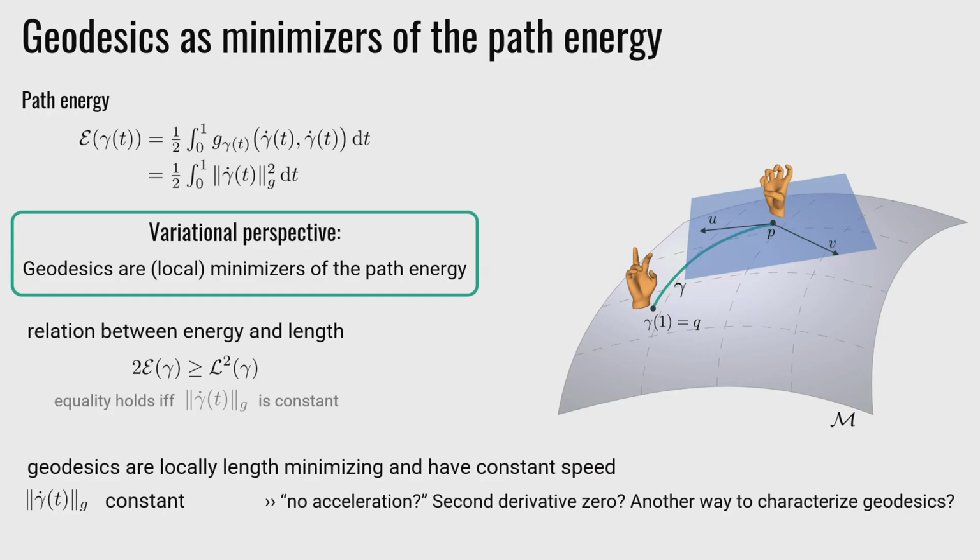So now the question is, what does it mean to have constant speed? So normally you would say, okay, if I have a curve somewhere on a manifold or in space, then constant speed means you have no acceleration, so the second derivative is 0. So here you have to be a bit careful because this norm is really measured in this Riemannian metric. So we will examine a bit more what this means in case of geodesics.